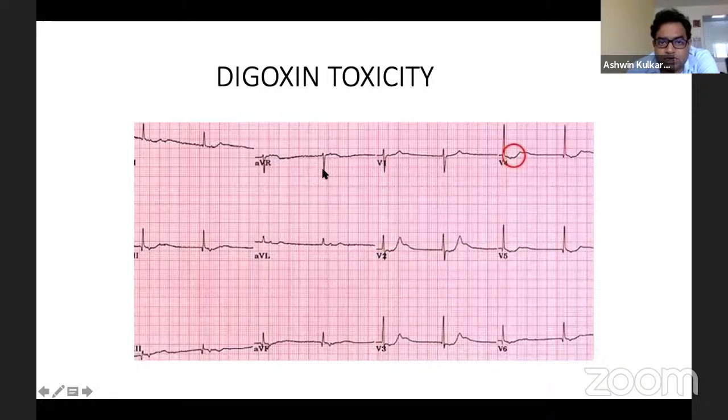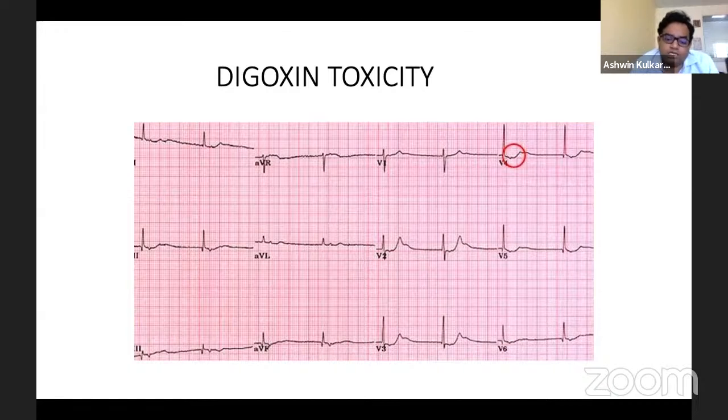Now this is an important drug, digoxin, which is generally given to many patients having cardiac failure. Even digoxin can cause ST segment depression, and one of the important toxicities of digoxin is arrhythmias. So here you can see this ST segment depression. One question which is very commonly asked is how to differentiate the ST segment depression of digoxin toxicity from the ischemic ST segment depression.